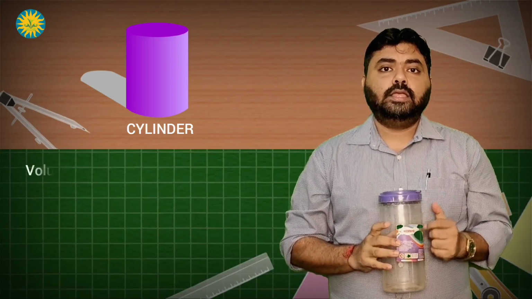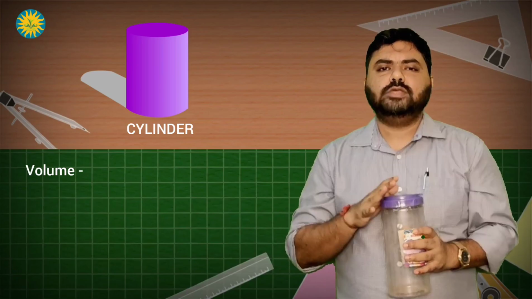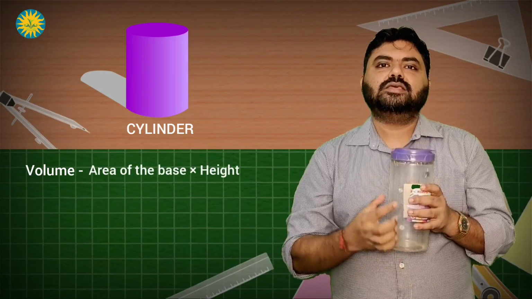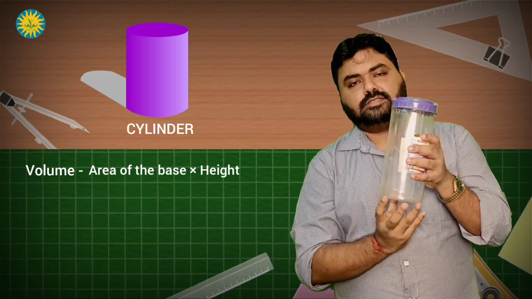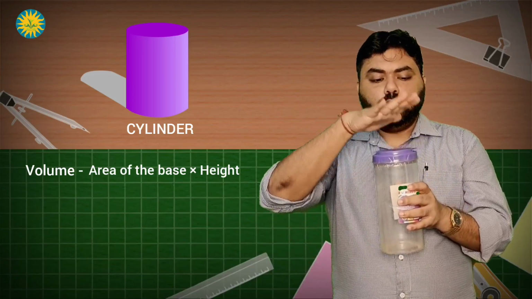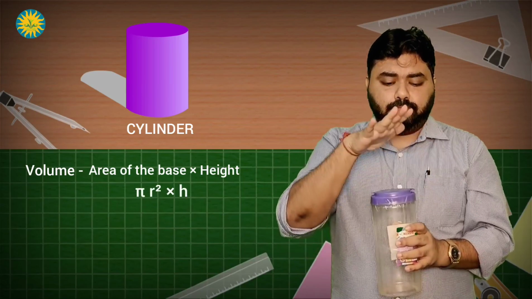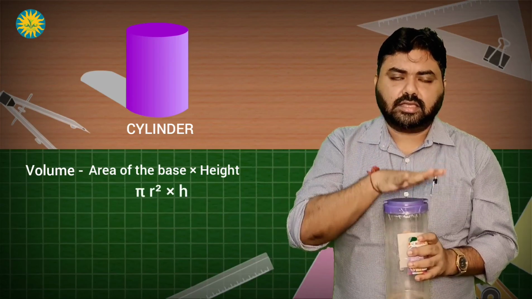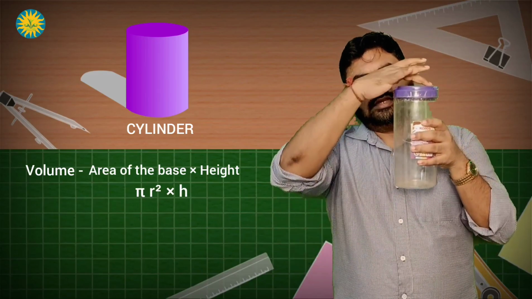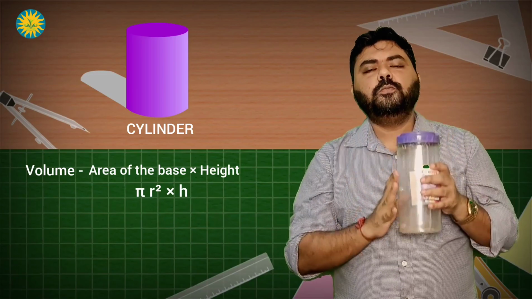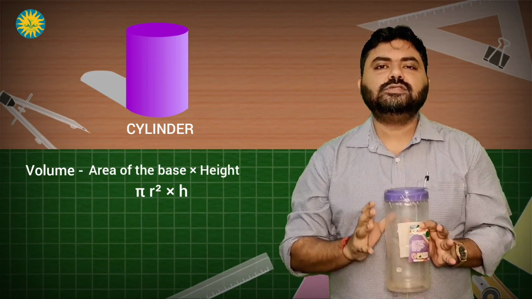Now, the volume. We know that the volume of a three-dimensional figure means area of the base into height. Area of the base means this is a circle, and we already know that the area of the circle is pi r square. That is, pi r square multiplied with its height, that is pi r square h. This is the formula of the volume of a cylinder.